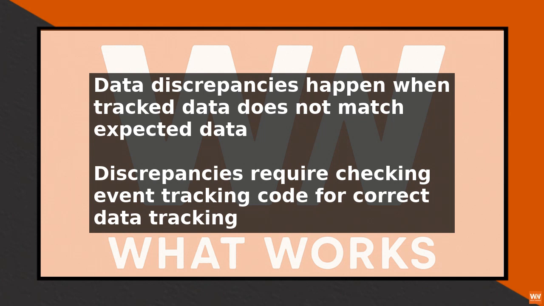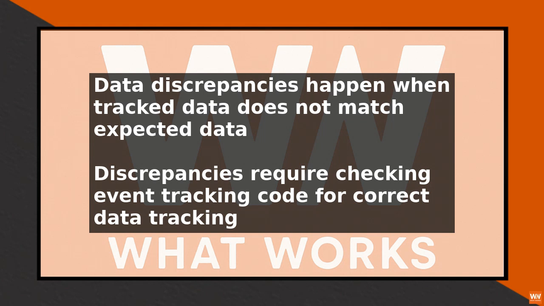Data discrepancies are also a common issue with event tracking. This can happen when the event tracking data does not match the expected data. For example, if you are tracking the number of times a video is played, but the event tracking data shows a different number, there may be a discrepancy. To resolve this issue, you need to check the event tracking code and ensure that it is tracking the correct data. To avoid these common issues, it's essential to follow best practices when setting up event tracking.